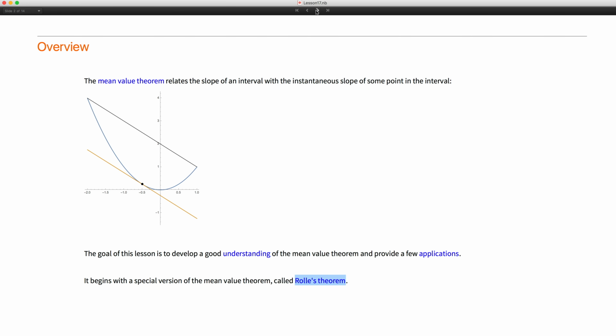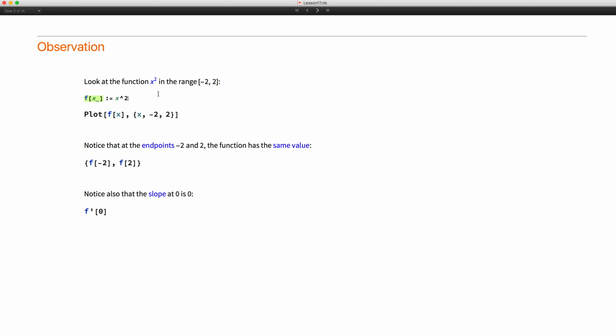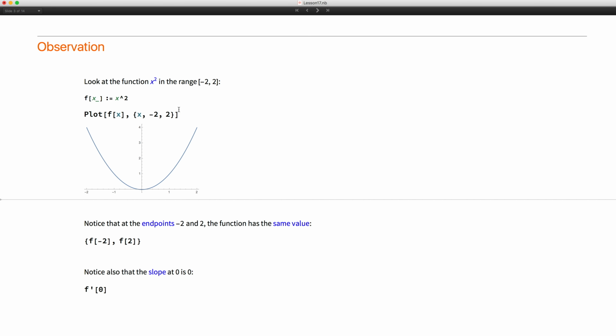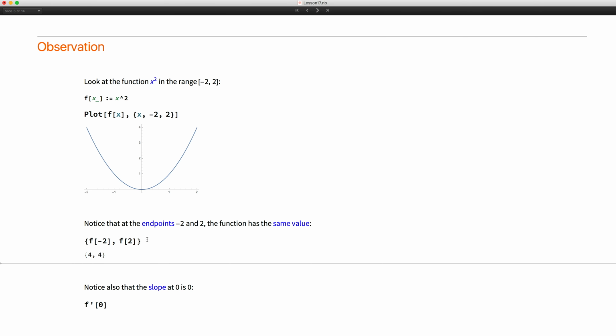So as a motivation for Rolle's theorem, let's look at the function f of x equal to x squared. So here is a plot of the function, the parabola. And notice that the value of the function at the two endpoints, -2 and 2, is the same. And the slope at 0, the derivative, is 0. So that's the hint for Rolle's theorem, that the slope is 0 at the top, and you also have a tangent, so to speak, at which the slope is 0.